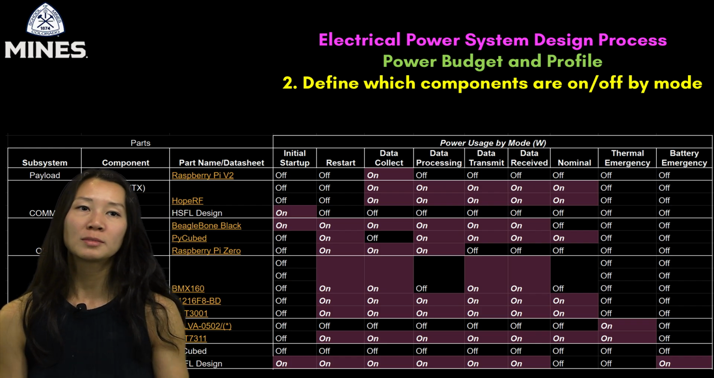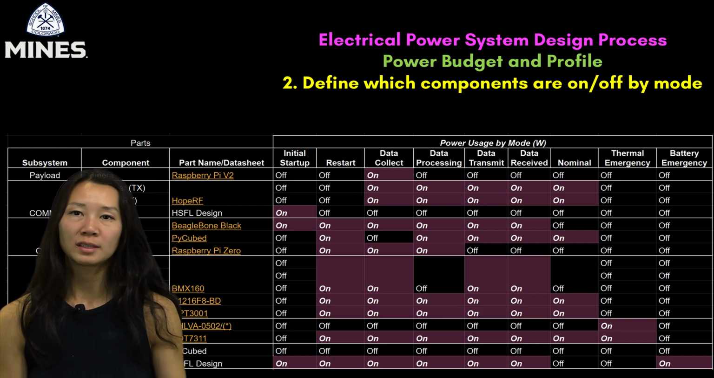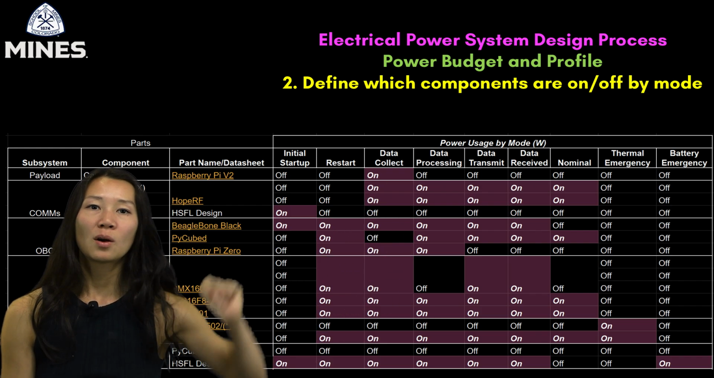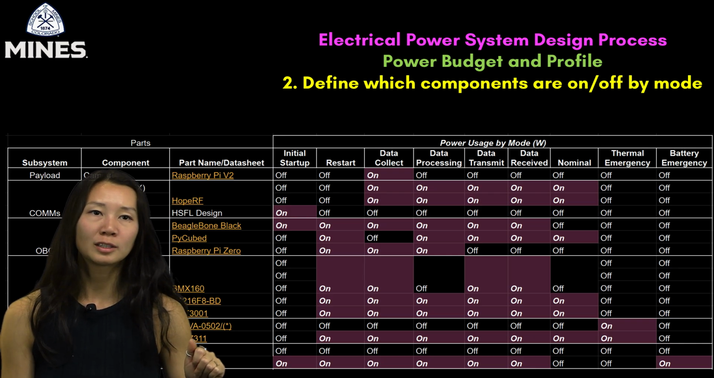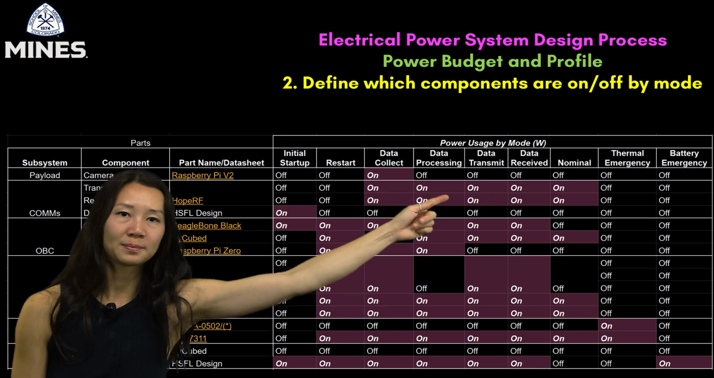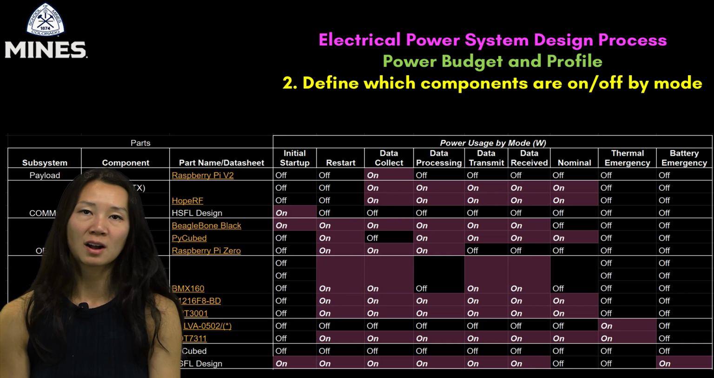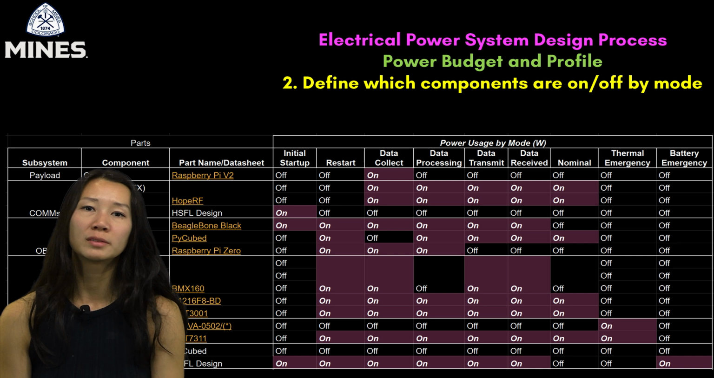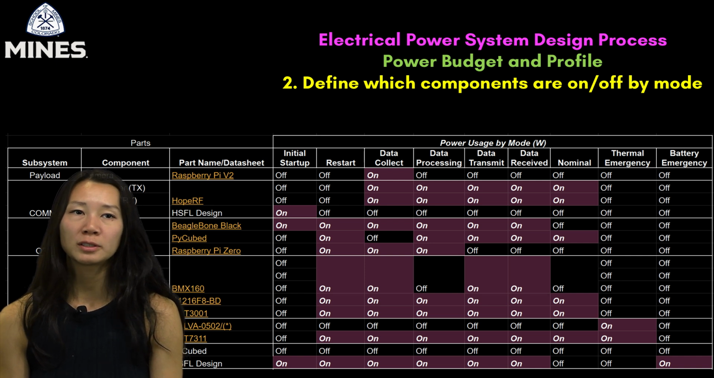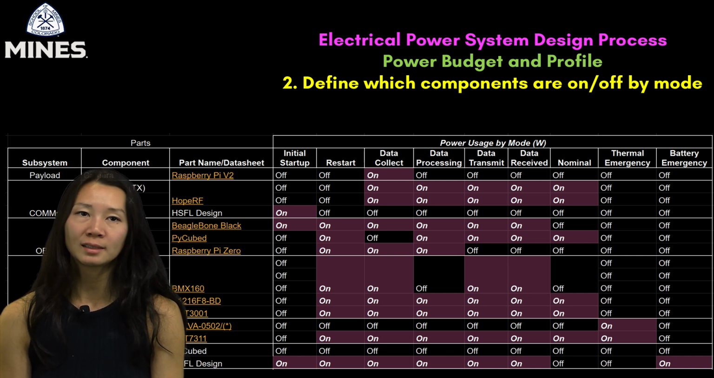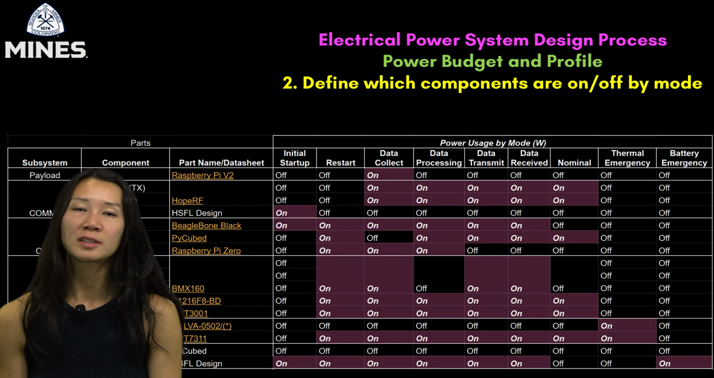For example, our sample satellite has a camera that is only on during data collect, while the transmitter is only on during data transmit. These operational modes reflect the concept of operations, so align this table with your timeline of mission phases or events. Double check that components with high average power use are only on when needed. This is where power saving strategies begin.